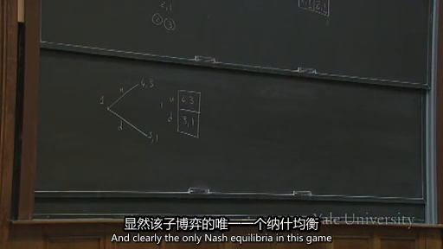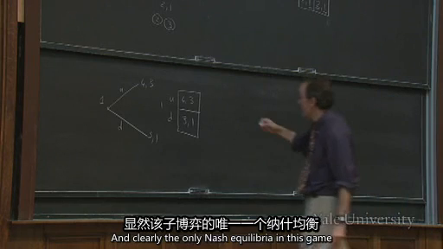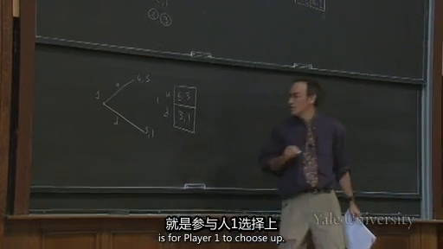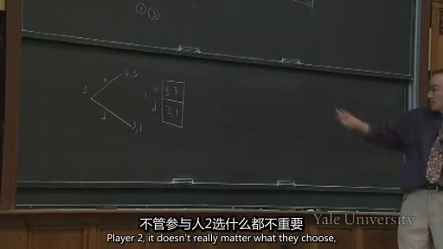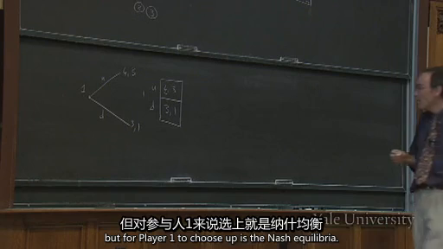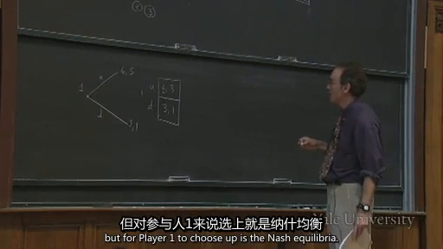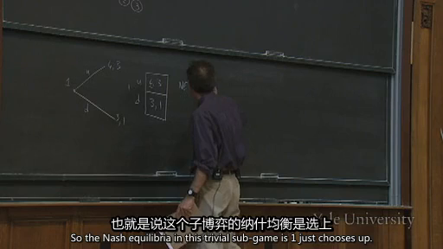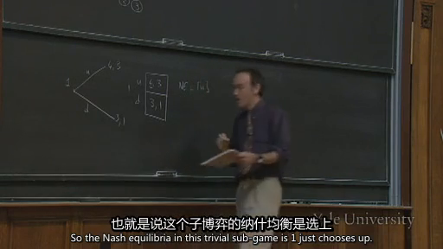And clearly, the only Nash equilibrium in this game is for player 1 to choose up. Right? Player 2 doesn't really matter what they choose. There's nothing they can do about it anyway. But for player 1 to choose up is the Nash equilibrium. So the Nash equilibrium in this trivial subgame is that 1 just chooses up.